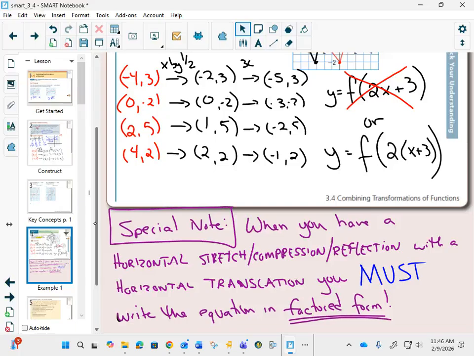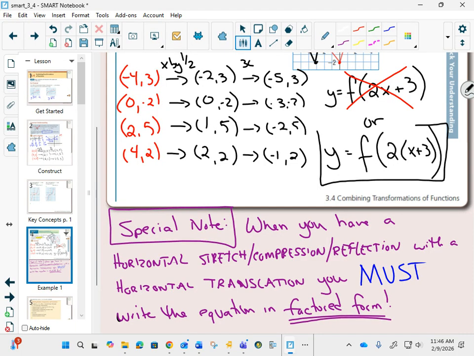So the correct way of writing a compression of a half and 3 to the left together would be in factored form. This comes up on your first test like lots. I think I have it on the first test like 4 or 5 times. So if you forget it, that's 4 or 5 marks gone right away.